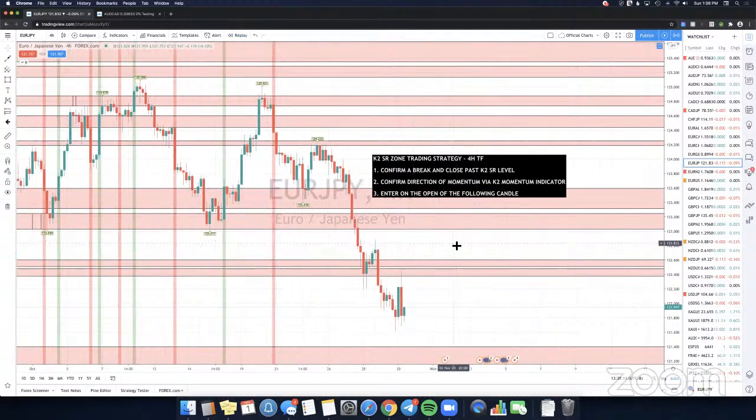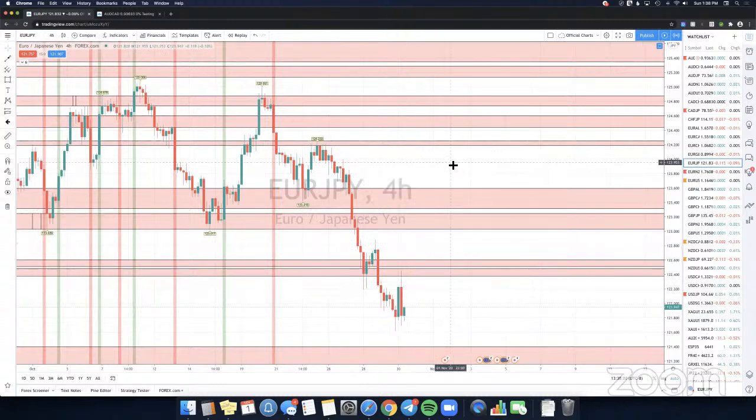But I don't remember if I gave the parameters for EJ, but looking at EJ right here, this upper zone is going to be 122.381, and this lower zone is going to be 121.398.